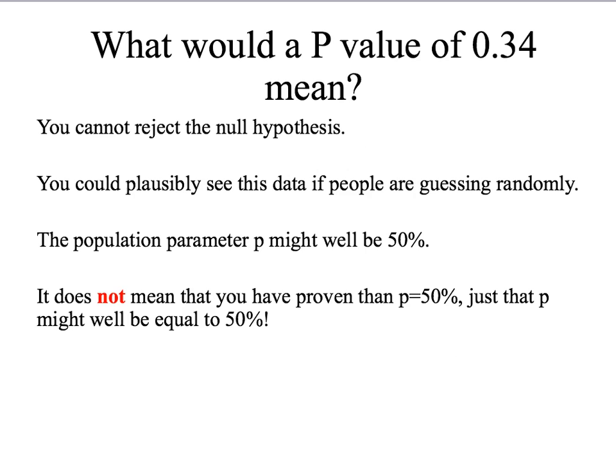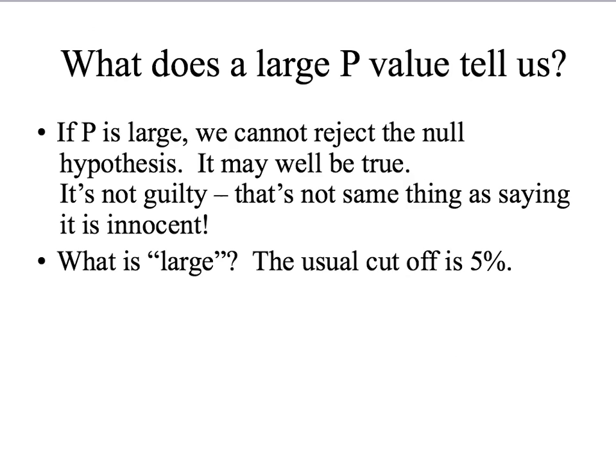So just to repeat myself, a p-value of 0.34 would mean you cannot reject the null hypothesis. You could entirely plausibly see this data if people are just guessing randomly. The population parameter P might well be 50%. You have not proven that P is equal to 50%, just that it is plausible that it could be.